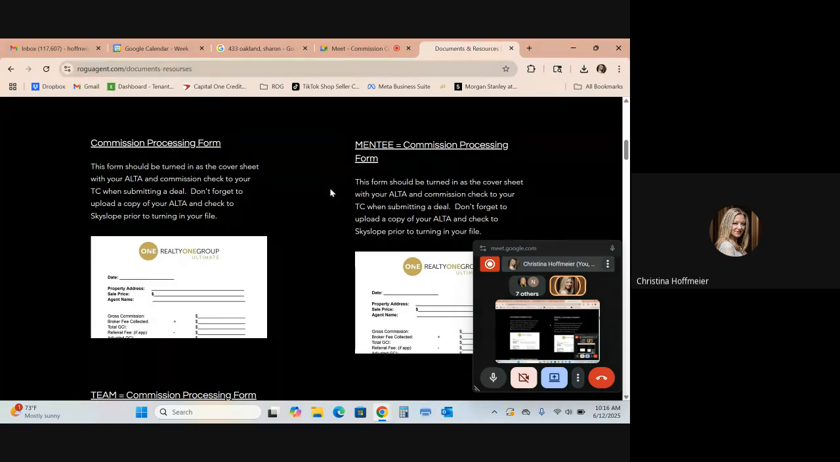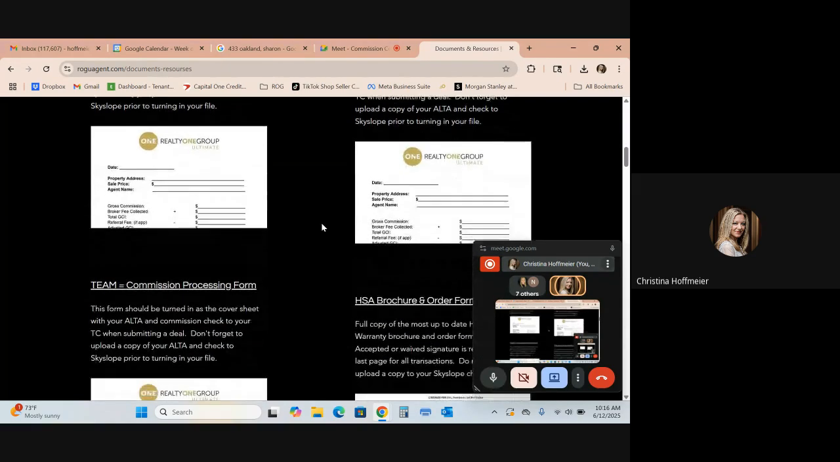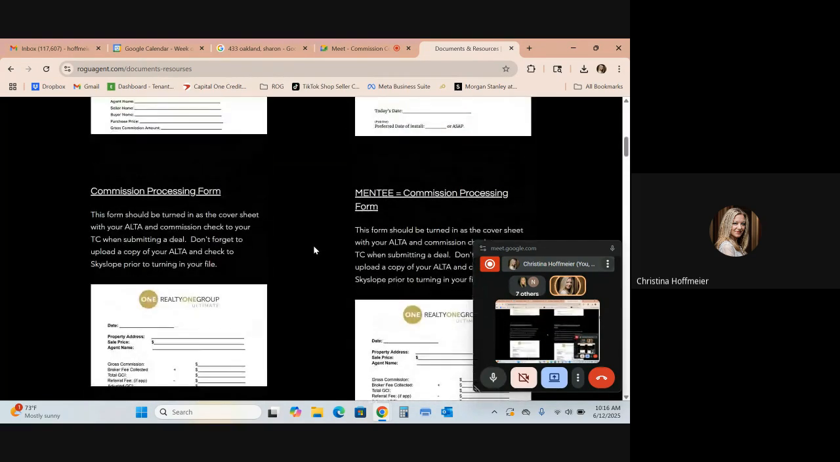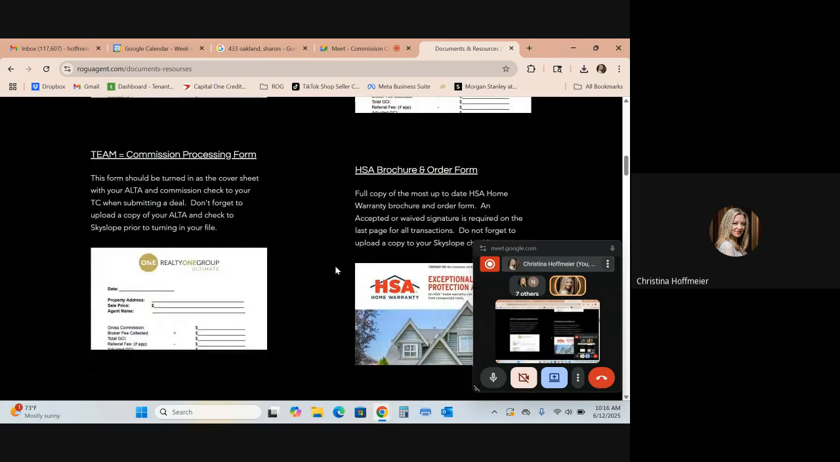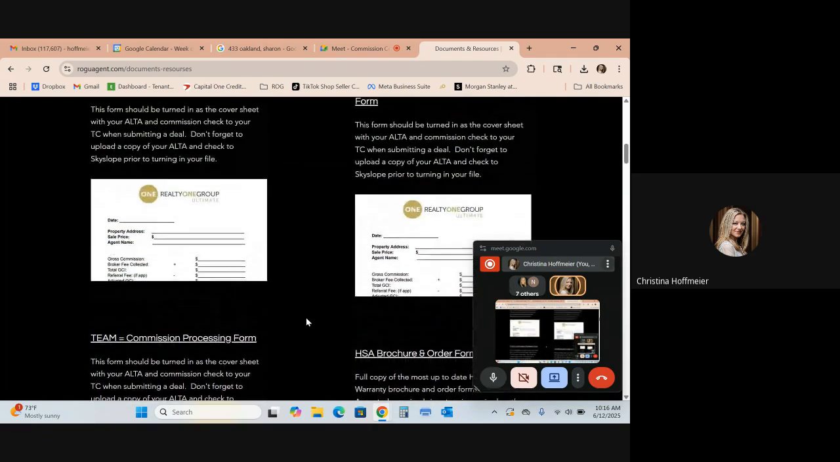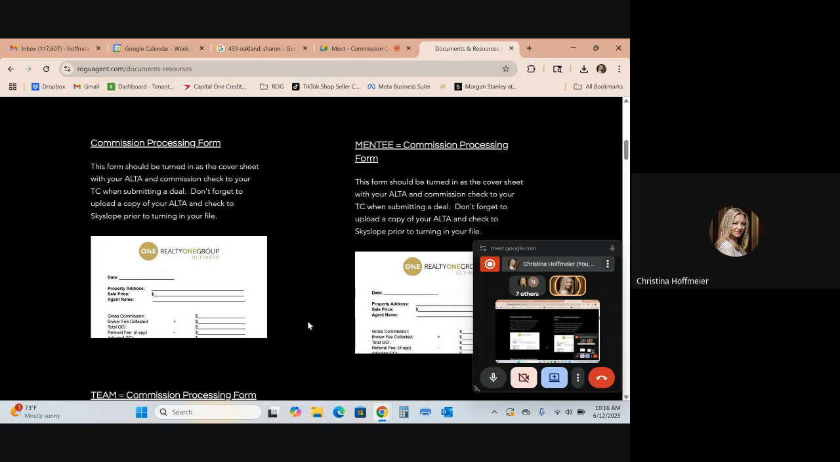Next, we're going to go over the general commission processing form. If you look in here, we have a couple different processing forms depending on your situation. If you are an independent agent, you would use the commission processing form. If you are a mentee in the mentor program, you and your mentor have to fill in this commission processing form while you are enrolled in the mentor program. If you are a team, you must fill in the team commission processing form, and that is right here. They're all very, very similar. They just have a couple extra items that accounting needs to know.